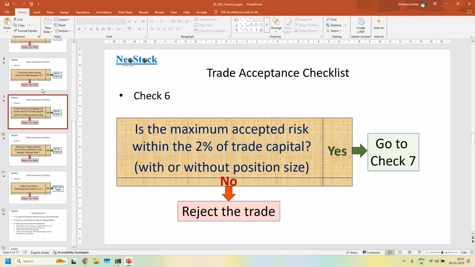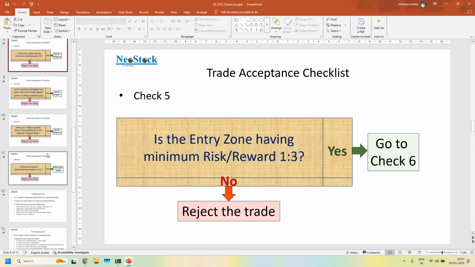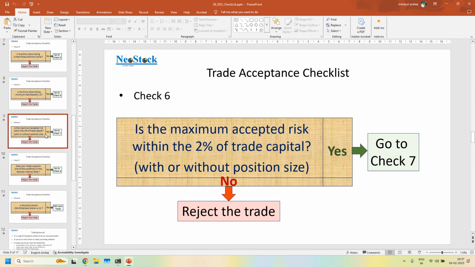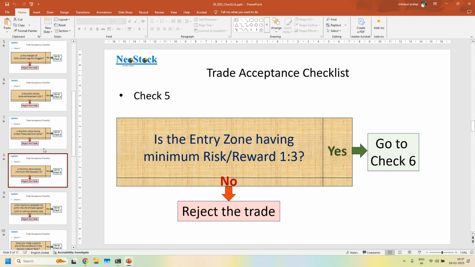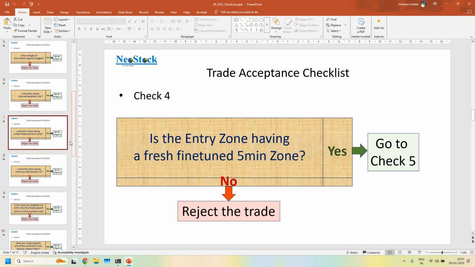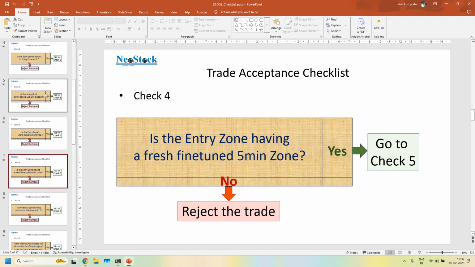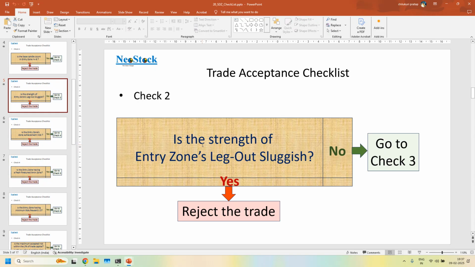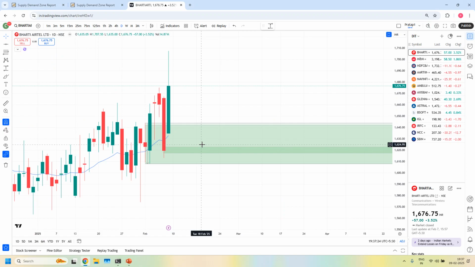So all these things. And one more, 1:3 RR. See, 2% minimum, is 1:3 RR there or not? Is the fine-tuned 5-minute zone there or not? And is the zone strength sluggish or not? So in total 4 checklist items you need to verify. How do we verify? I may not be showing you all the stocks, but I am reminding you how to do it. Let us analyze one stock out of these 3.